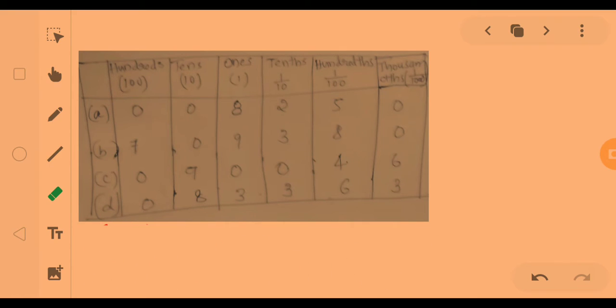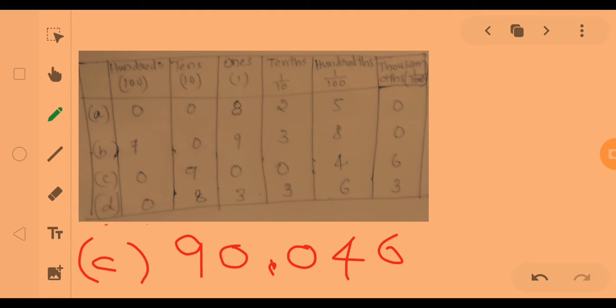So the third number, C. What is C here? The hundreds place is 0. It starts from the tens place. So the tens place digit is 9. Then the ones place digit is 0. After that is the decimal part, so before that we insert the decimal point. Then the tenths place digit is given as 0. The hundredths place is 4. Then the thousandths place is 6. So the number obtained is 90.046.